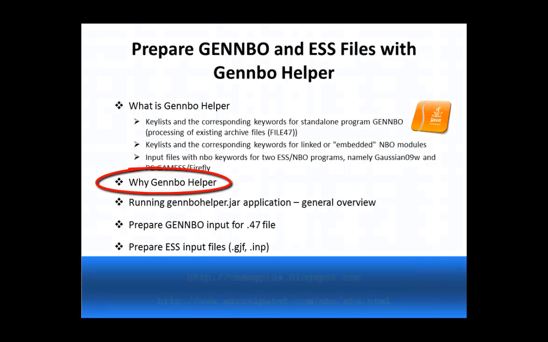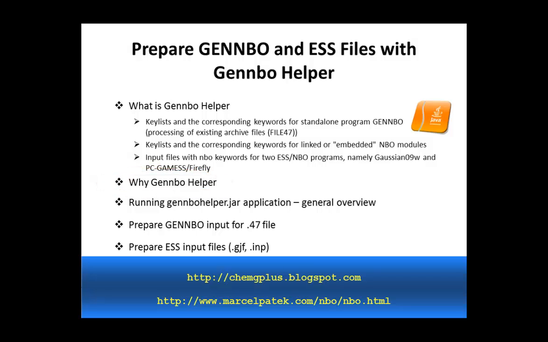Why GenNBO Helper? The main reason behind GenNBO Helper was to script repetitive tasks behind preparation of .47 archive files, running the standalone GenNBO module, and consistently writing properly formatted ESS input files. Another reason why GenNBO Helper came into existence was to assist teachers, students, and researchers with obtaining a variety of NBO results without detailed knowledge of the syntax of NBO keywords and keylists.